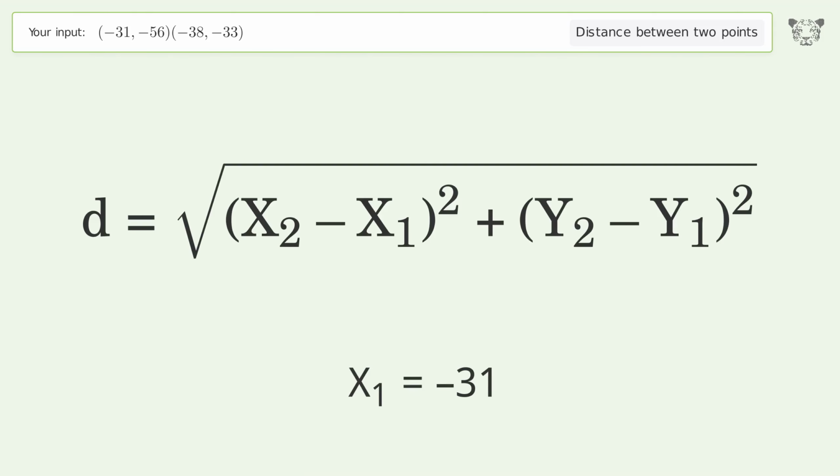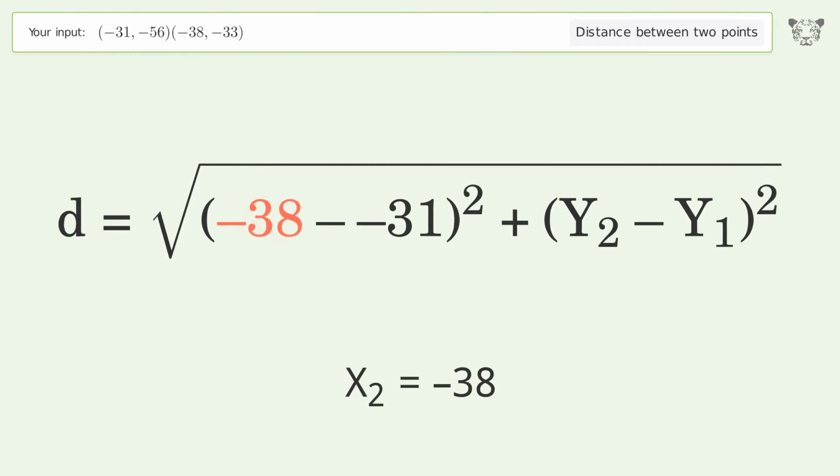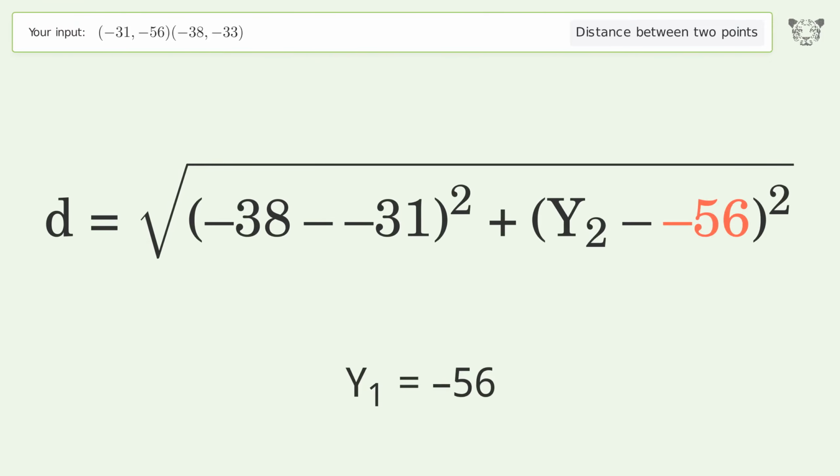x1 equals -31. x2 equals -38. y1 equals -56. y2 equals -33.